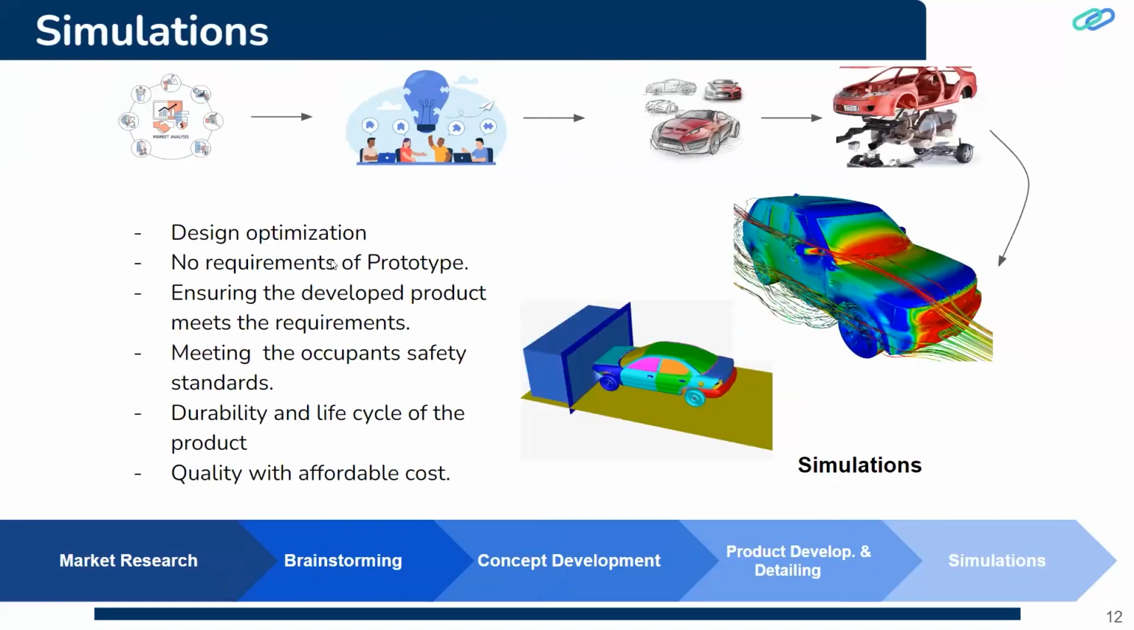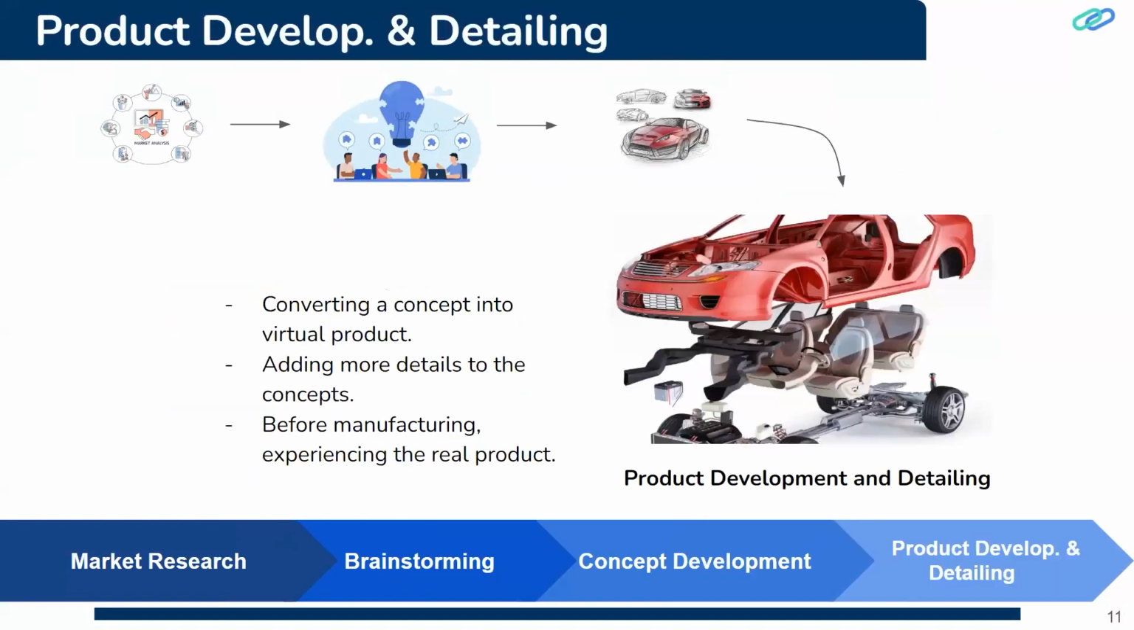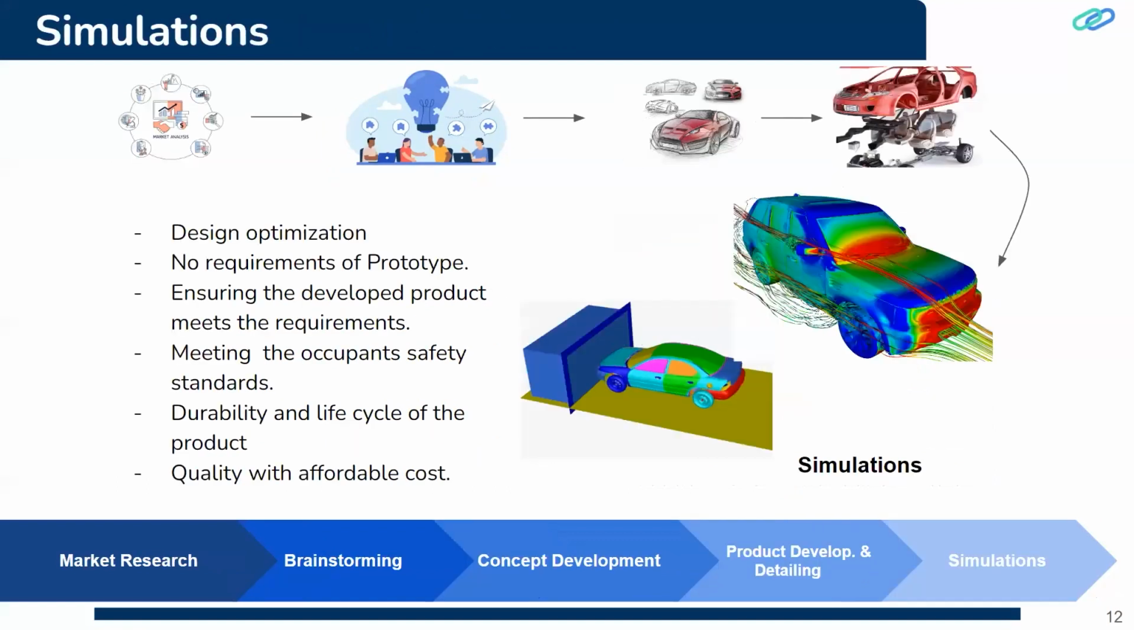Now, what are simulations? When I design, develop and detail a component, I will not know if the component is good enough or not. In order to find out, I'll have to do simulation. I will look at what a simulation is shortly. So we do design optimization, meaning we develop the best product which is going to be fit for the market. And when you do simulations, there is no need for a prototype, in the sense of a physical model that you need to test.